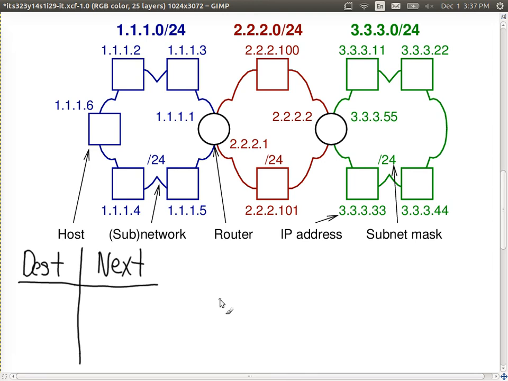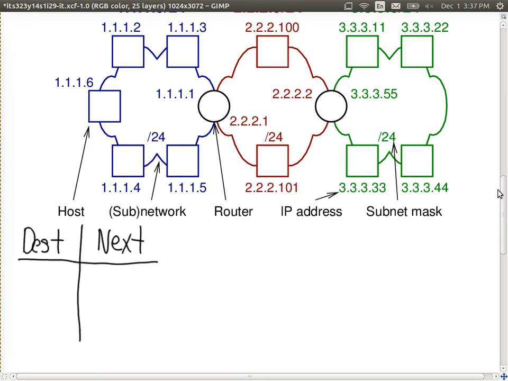The hosts are the squares, the circles are the routers. So we should at least have routes. We should at least have paths in the routing table to reach all possible destinations. Remember, the idea of the internet is to allow anyone to communicate to anyone else. Let's add some of them. Don't write this because I'll change it in a moment.